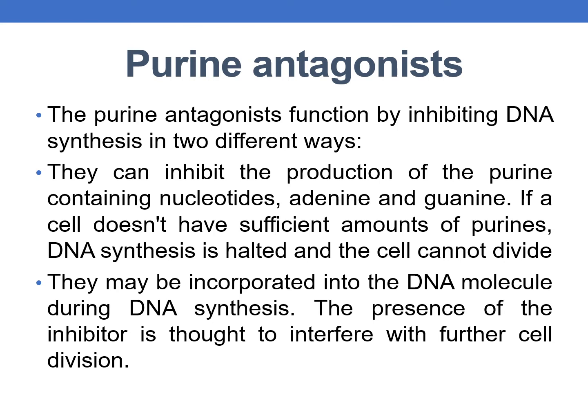And finally, purine antagonists. The purine antagonists function by inhibiting the DNA synthesis in two different ways. They inhibit the production of purine containing nucleotides, adenine and guanine, and if the cell does not have sufficient amount of purines, DNA synthesis is halted and the cell cannot divide. And these purine antagonists may be incorporated into DNA molecules during the DNA synthesis. And the presence of the inhibitor is thought to interfere with further cell division.